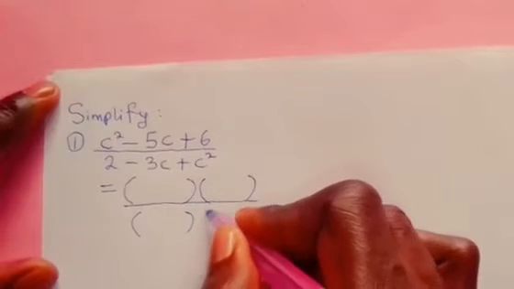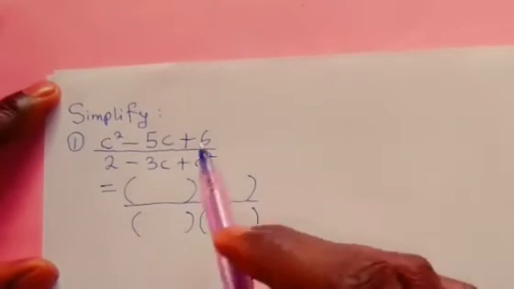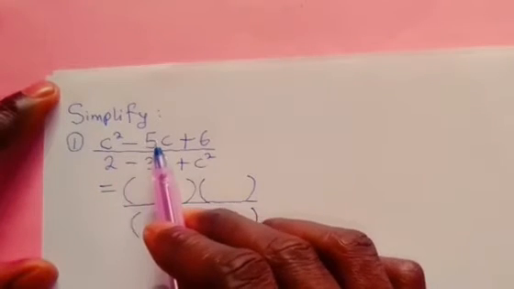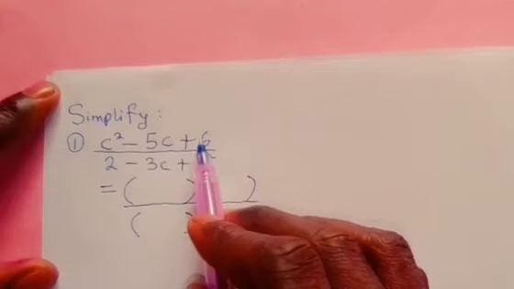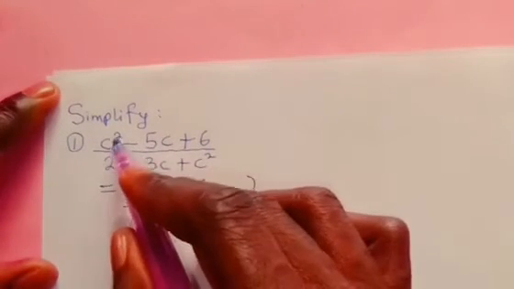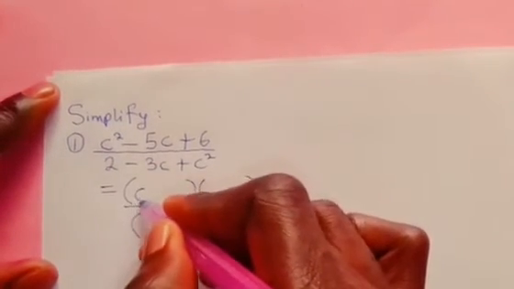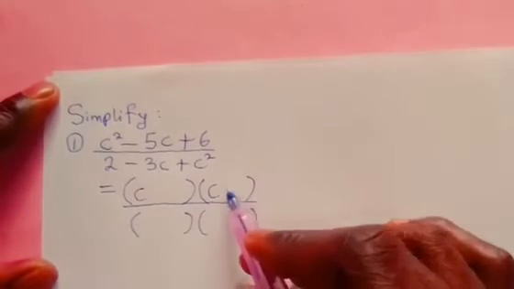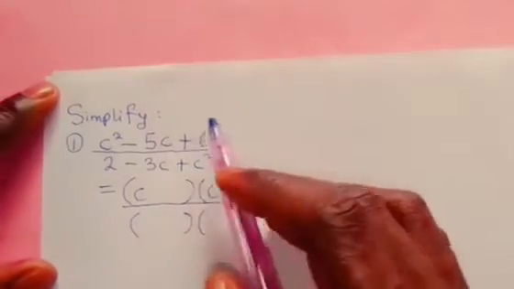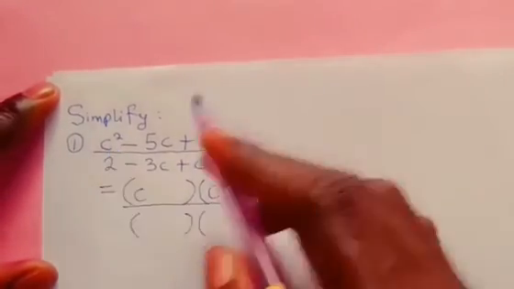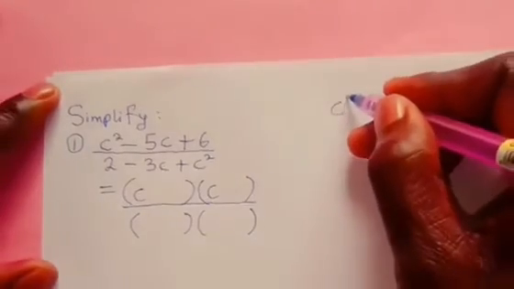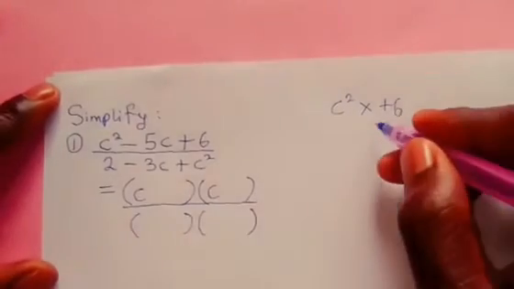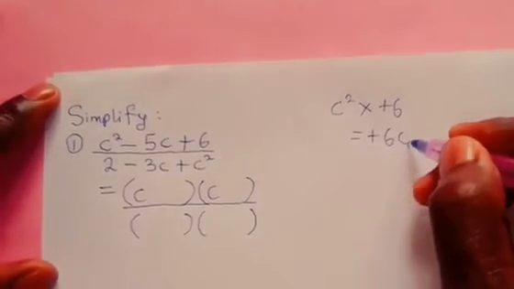Okay, so we introduce our brackets, and then for the first two brackets we are going to factorize c squared minus 5c plus 6. Since we're having a c squared here, we are going to put the c here and put the c here. Then how do we get the other terms in the bracket? Here's what we are going to do. We take the first term, c squared, and multiply it with plus 6. In doing this, we are going to have plus 6c squared.